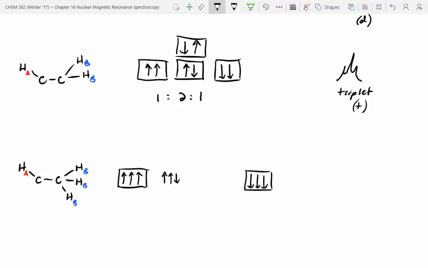So if we have two up, one down, it could be the two left-hand ones that are up, or it could be the two edge ones that are up and the middle one down. The net of these is both two up, one down. Or we could have the left one down and the right two going up. So there's three possible ways to get this combo of having two up and one down. There's also three possible ways of having two down and one up. So let's do the opposite one.